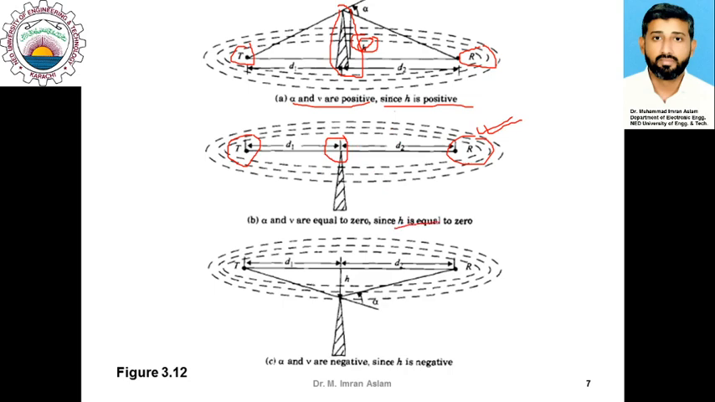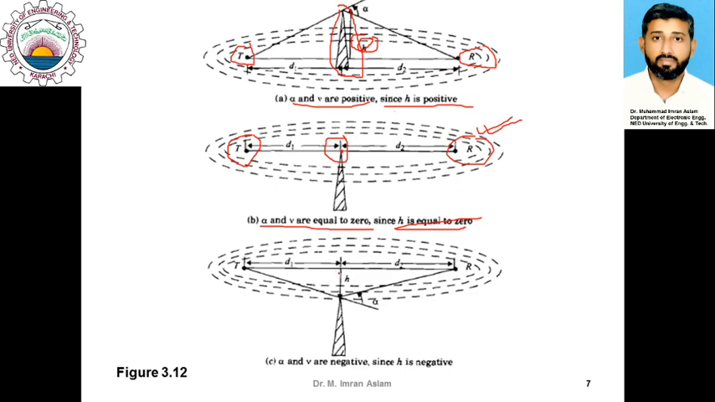In that case h, the height of obstruction, would become equal to 0, because it is calculated with reference to this LOS path, which is actually 0, and eventually this alpha and nu would also become 0.